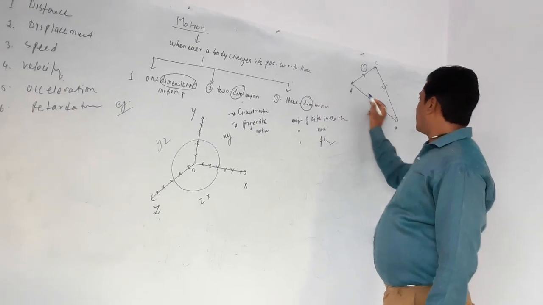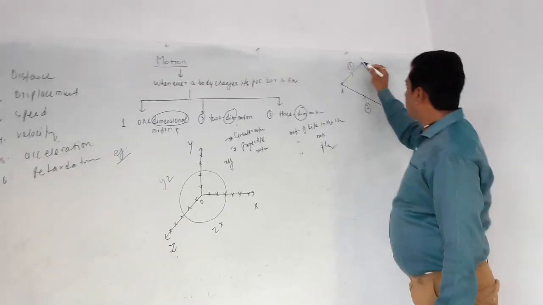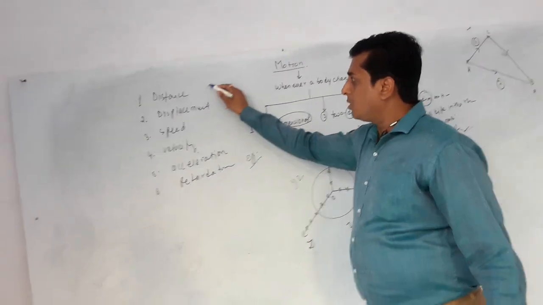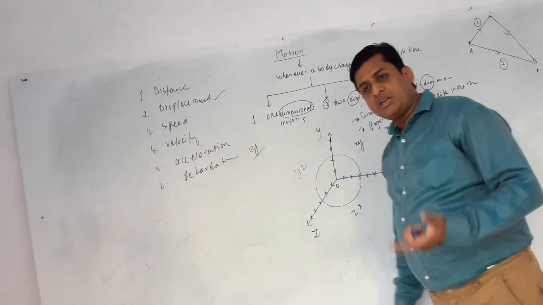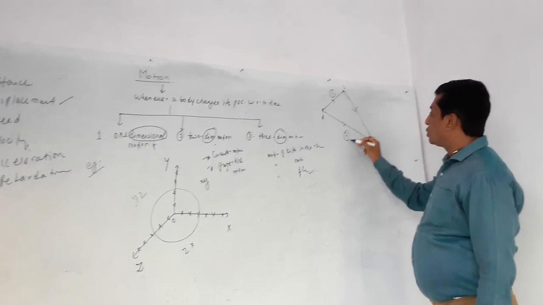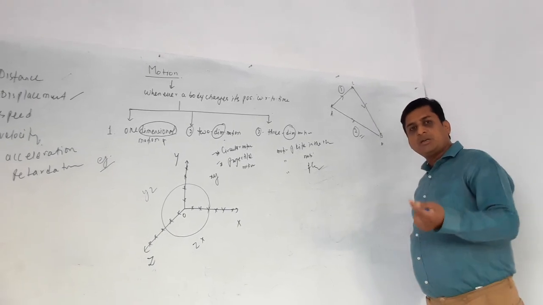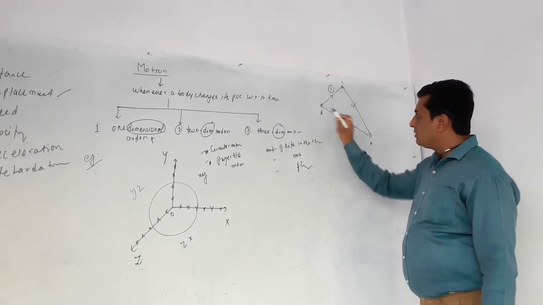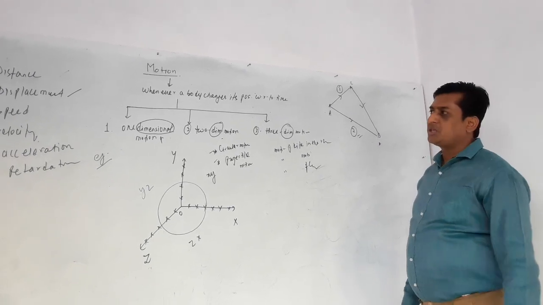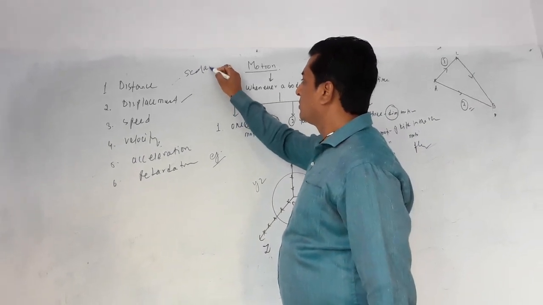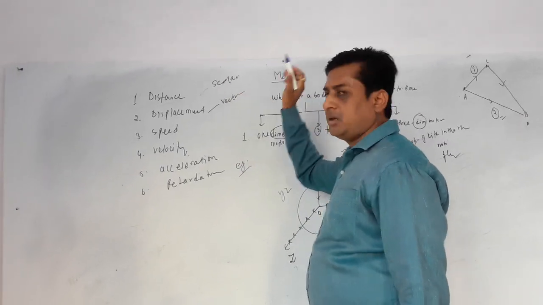Either you are going from this side to this side, or you are going from this side to this side, both are distance. But when you talk about displacement, then what is displacement? Between these two paths, this one is shortest. So displacement is the shortest path length between two points. That is why distance is always scalar and displacement is always vector.